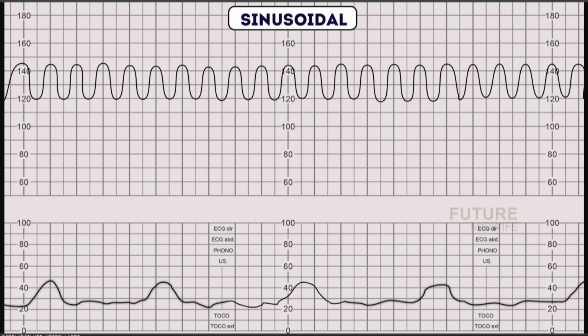Frequency of around 2 to 5 cycles in a minute. Stable baseline rate around 120 to 160 beats per minute. No beat-to-beat variability will be present. A sinusoidal pattern indicates severe fetal hypoxia, severe fetal anemia, or fetal or maternal hemorrhage. Immediate C-section is indicated for this kind of pattern.